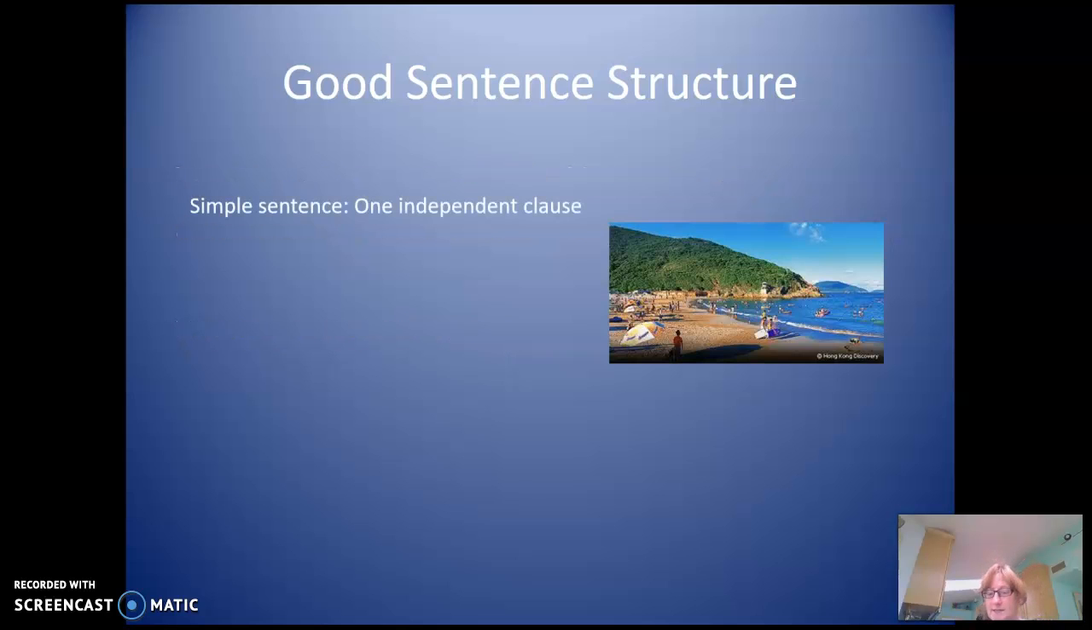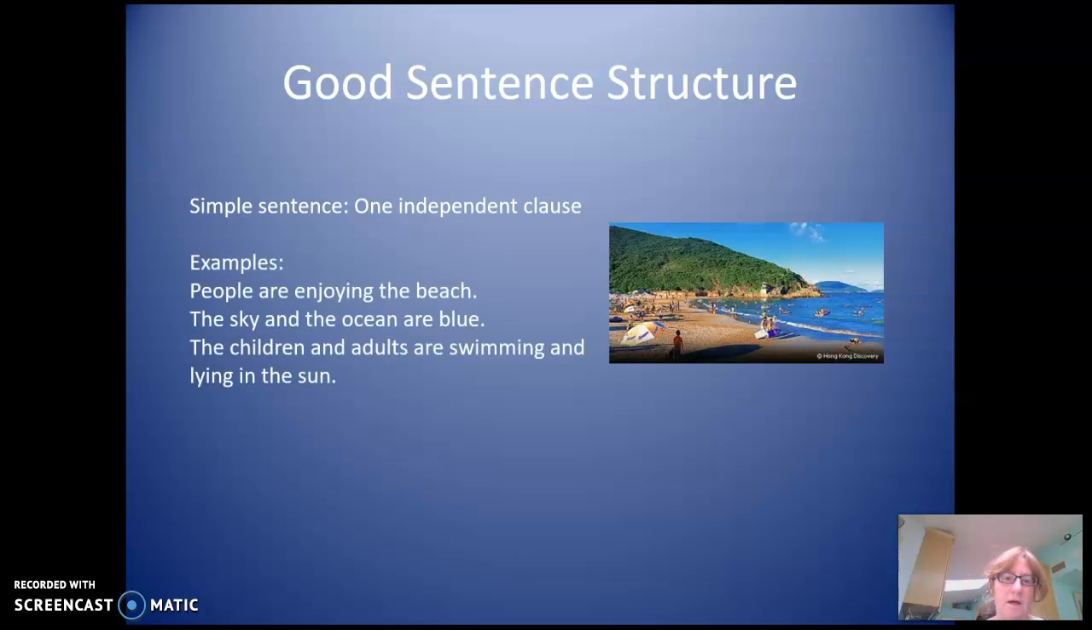We have the simple sentence, which is one independent clause. Isn't that a beautiful picture? Don't you wish you were there right now instead of stuck at home? For example, people are enjoying the beach. The sky and the ocean are blue. The children and adults are swimming and lying in the sun. All of these are simple sentences. They have a subject, they have a verb. Sometimes they have two subjects. Sometimes they have two subjects and two verbs, but they are still one independent clause, a simple sentence.